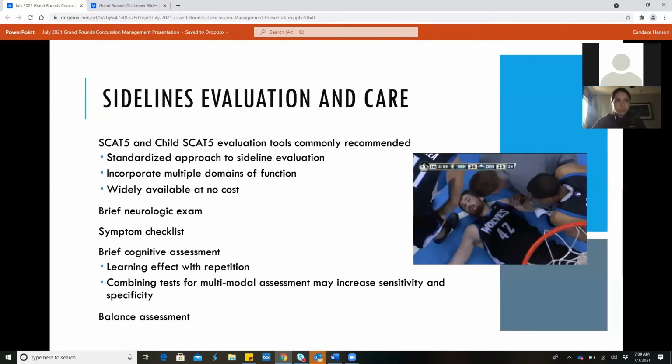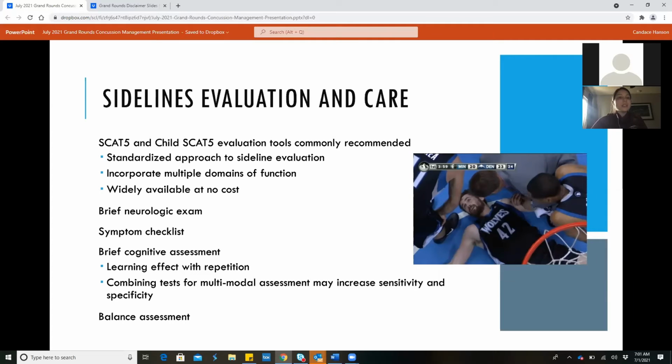Next slide. So the SCAT5 and the Child SCAT5 are generally the evaluation tools that are commonly recommended. They have standardized approaches to sideline evaluation. They incorporate the multiple domains of function that help us to determine that an athlete is concussed. This is important both so we know where the athlete's symptoms are to start with and can monitor in serial fashion, but also because an athlete may only show symptoms of concussion in one domain. So they might be really great at memory, but not be able to balance at all. So it's important to look at all of those domains, and they're widely available at no cost.